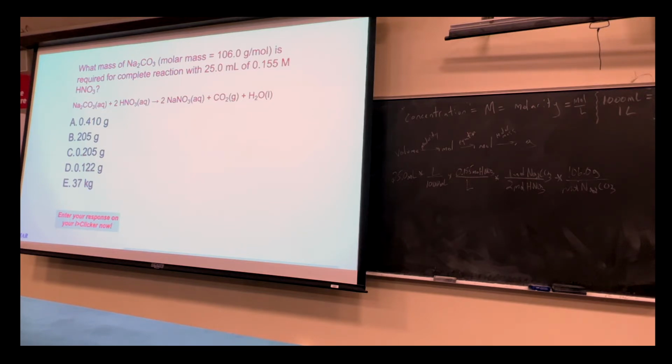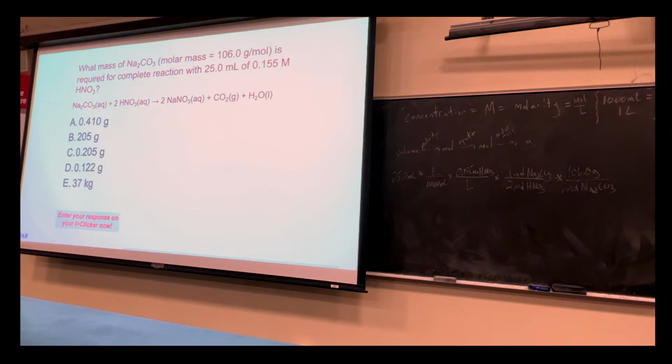So in this problem, you've got 25 milliliters of a 0.155 molar nitric acid solution. And the goal is to find the grams of sodium carbonate needed to react with it. And so first step, milliliters to liters. So divide 25 by 1,000 to get liters. And then the big M just stands for moles per liter. So that will get rid of the milliliters, it'll get rid of the liters, and at this point now you have moles of nitric acid, how many moles of nitric acid you're starting with.